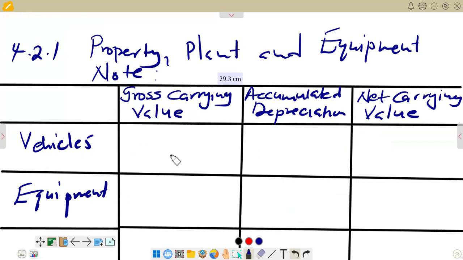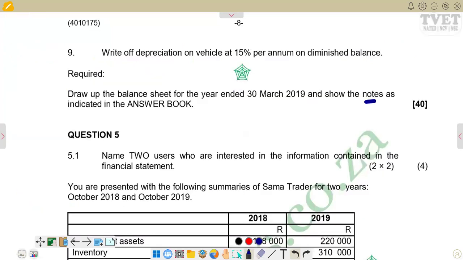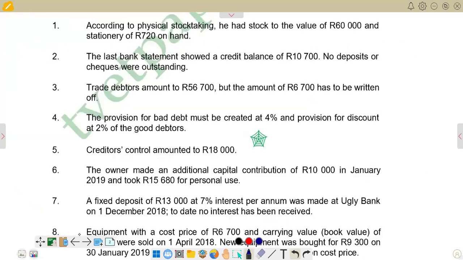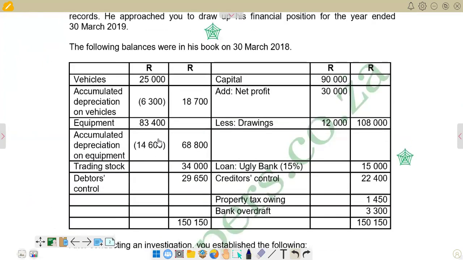We've got columns in terms of gross carrying value, which is the cost price, and then the accumulated depreciation, and then the net carrying value. Remember, these values are at the end of the financial year. So we can go back to the question to identify, in terms of vehicles, what the gross value is. If you go back to the question, at the beginning of the question, that's where we've got the information.